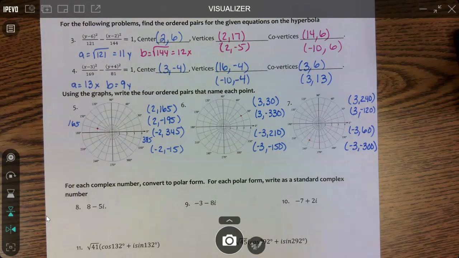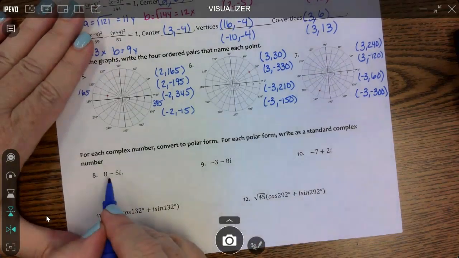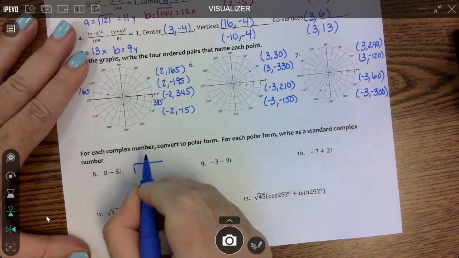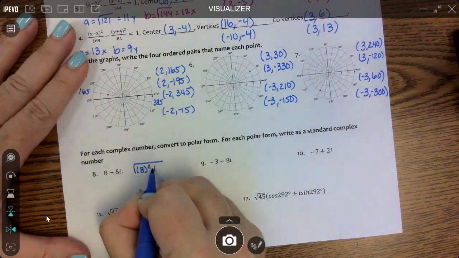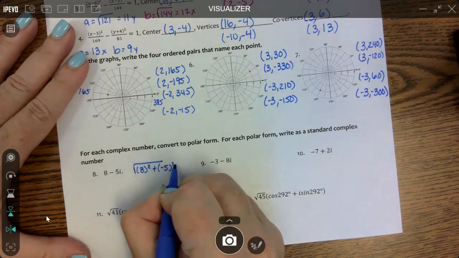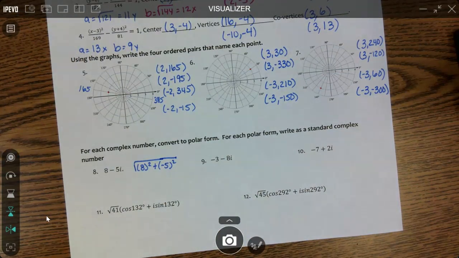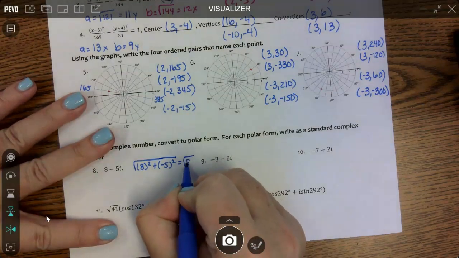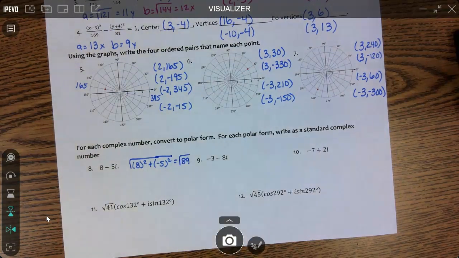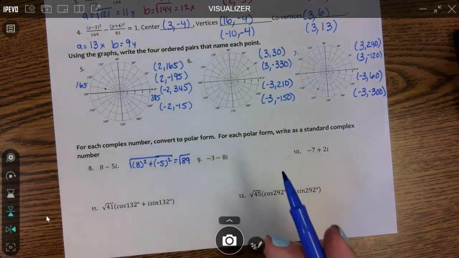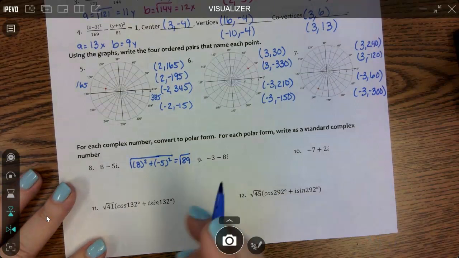Okay, polar, let's see if we can do it all in here. This one is where we're going to find the magnitude. So the square root of 8 squared plus negative 5 squared. Please be careful and plug all of that in. So this gives me the square root of 89. On the midterm, it's multiple choice, so we don't know if that's going to be a decimal or not. I'm just going to leave it.